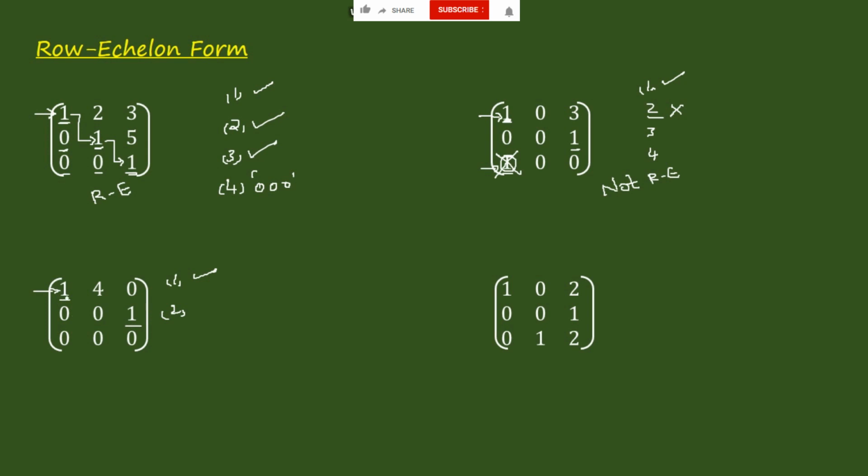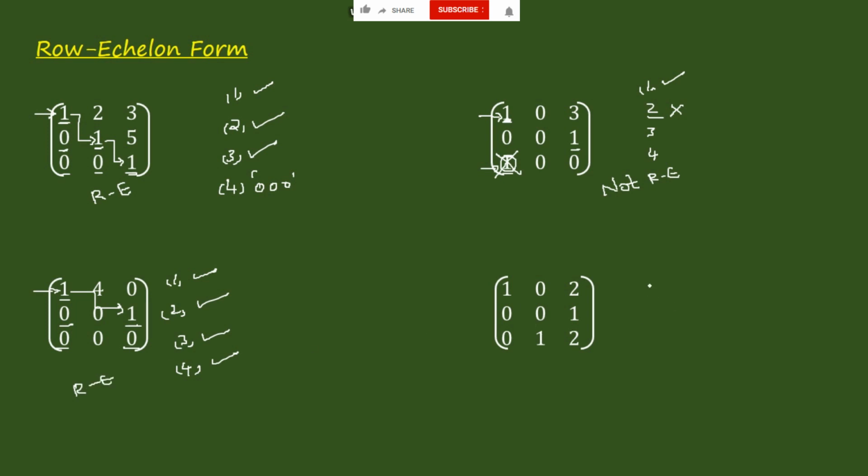The column leading one below of it should be 0. So it is 0, it is 0. And here also it is 0. It got satisfied. Come to the third one. The leading entry above it should be at the right of it, right? So it got satisfied. Fourth one: all the 0 rows should be at the bottom of the non-zero rows. So it is satisfied. So this is nothing but a row echelon form.